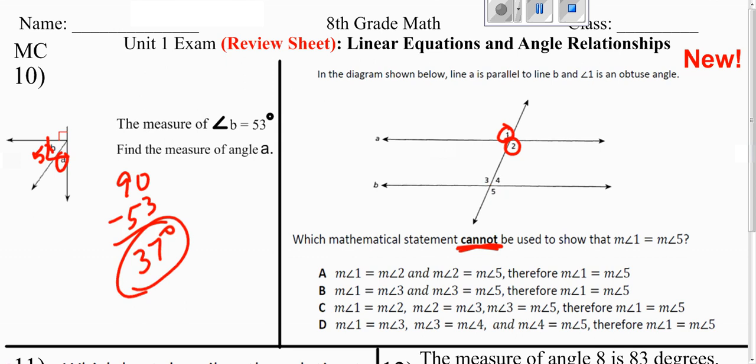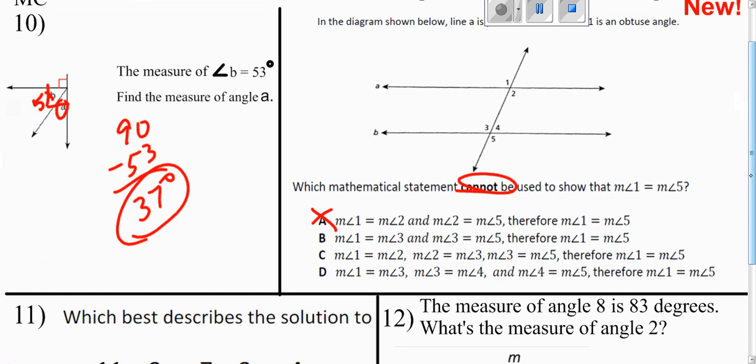So choice A looks good. There's no mistakes in it. So that's not the answer, because remember, we're looking for the one that is wrong. Choice B, the measure of angle 1 equals the measure of angle 3. Yep, looks good. Those are both obtuse angles. They're corresponding. The measure of angle 3 equals the measure of angle 5, because they're vertical, so that's good too. So choice B looks 100% correct. So that is also not the answer.